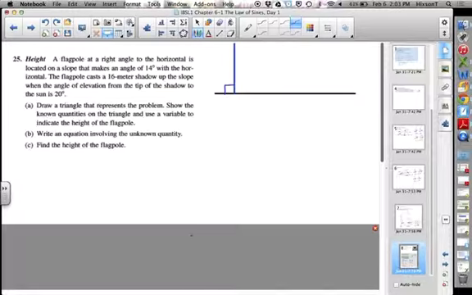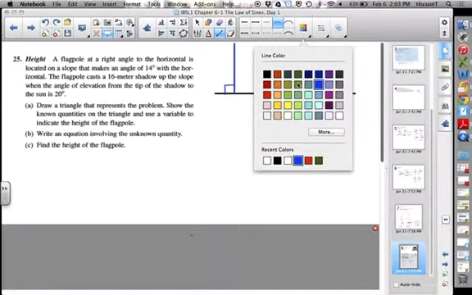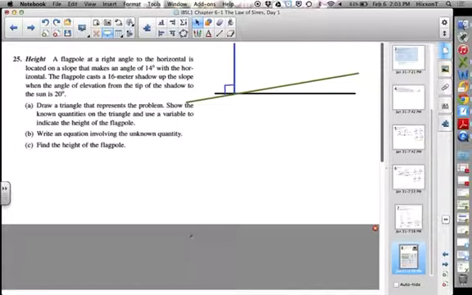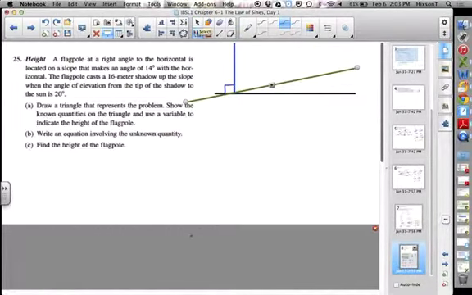However, this flagpole is on a slope. We'll make it green since we'll assume it's grass. And this slope is going down at 14 degrees. Okay? So it makes a 14-degree angle with the horizontal. So this angle right here is 14 degrees.